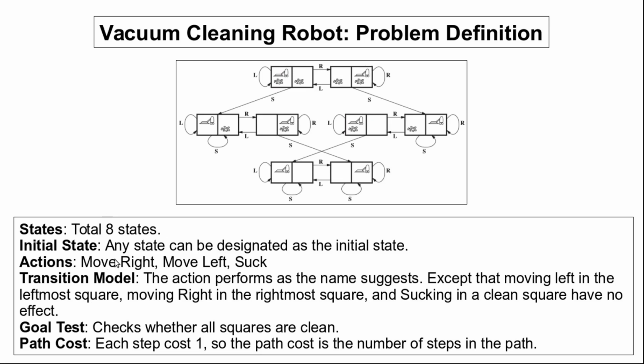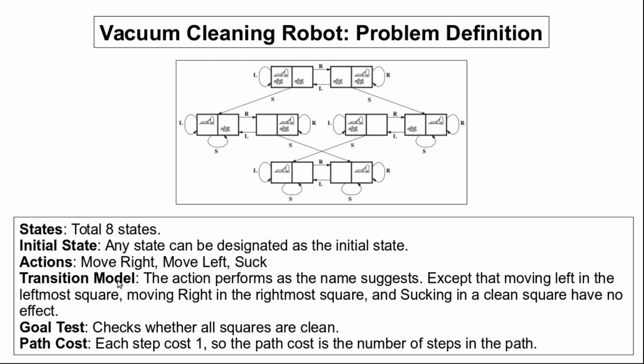For example, move right, we will move to the right. Move left, we'll move to the left. Suck, we will suck the dirt. So the action performs as the name suggests, except that moving left in the leftmost square, moving right in the rightmost square, and sucking in a clean square have no effect.